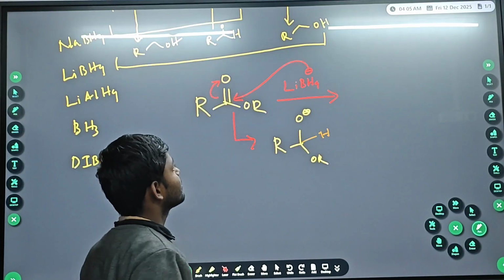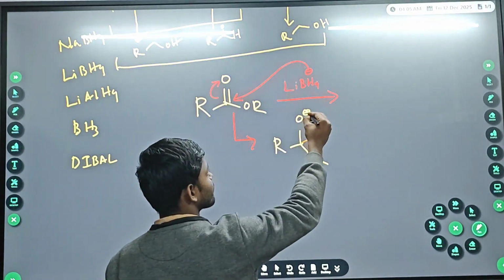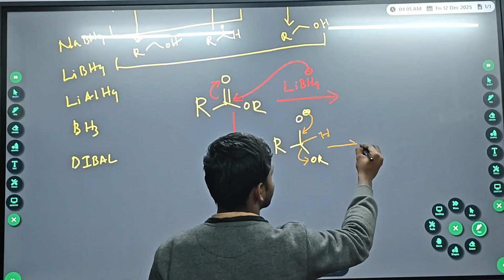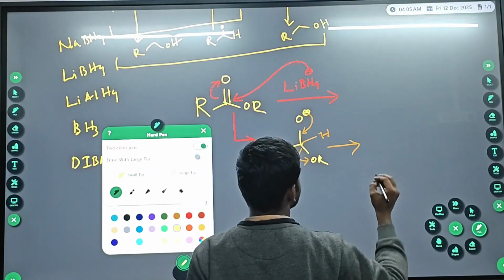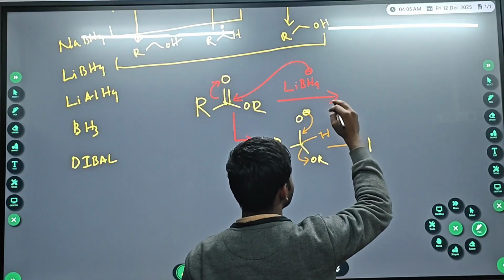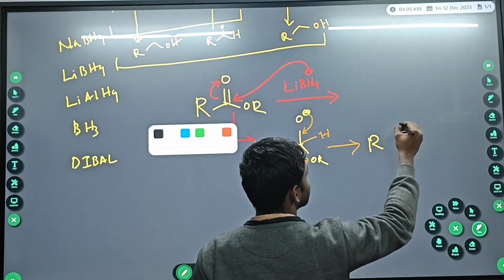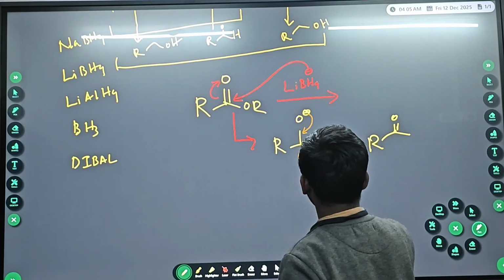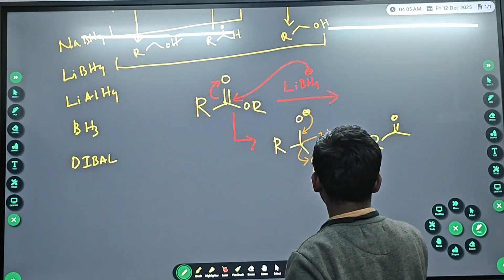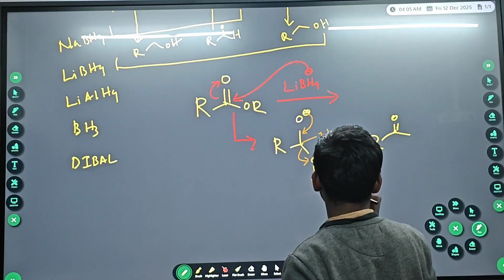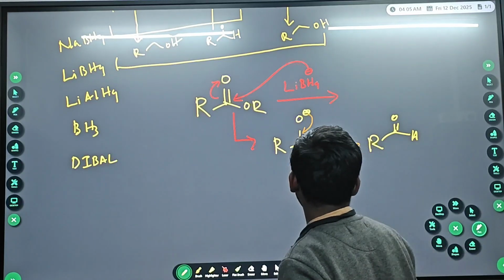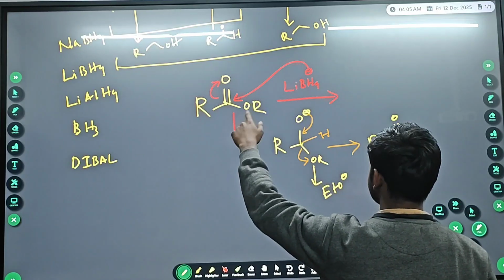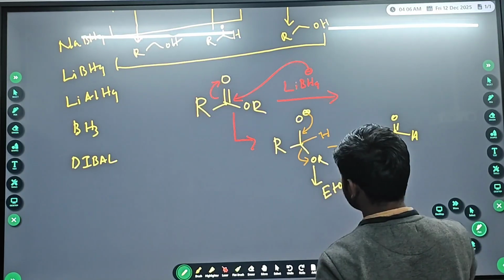So when the O minus can come back again, the OR is a very good leaving group, like OEt, O minus, or any other leaving group. This will make this product like this. After this, you know the aldehyde is much more reactive than the ester.